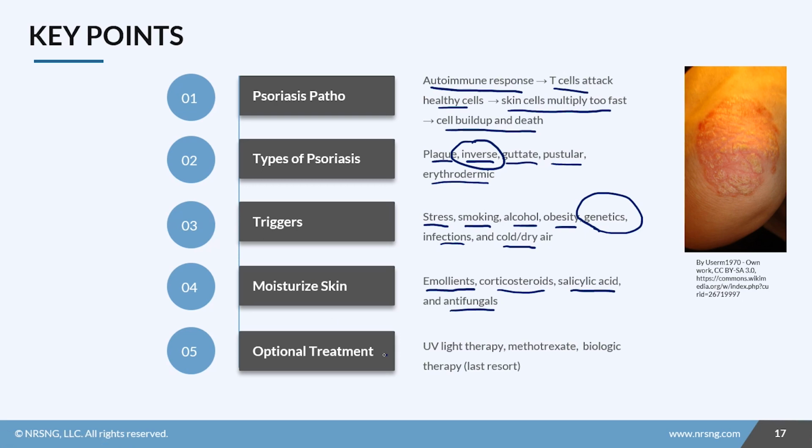There's other optional treatments as well. The UV light therapy is great. Just remember, avoid sunburn. Methotrexate and biologic therapy, those both suppress the immune system. So typically biologics are the last resort because they're going to be more susceptible to other diseases, but they might need them. So if necessary, the doctor will order those.